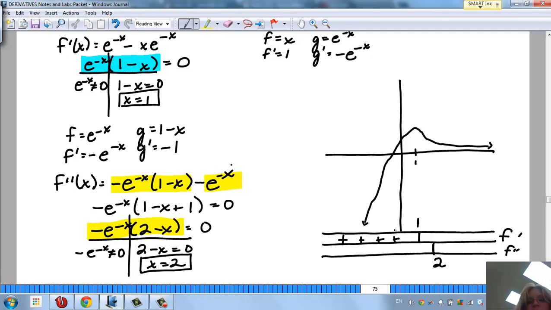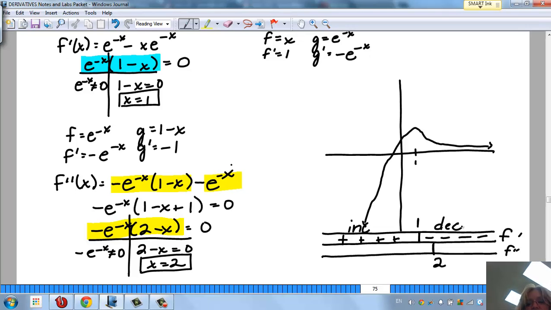If I go to the right of 1, we'll pick 2. This would be negative. This is positive, so this is negative. And according to our graph, if it's positive, this means my function is increasing, and this means my function is decreasing. And our graph kind of shows that.